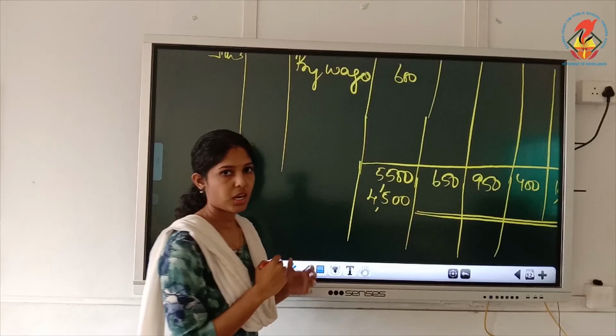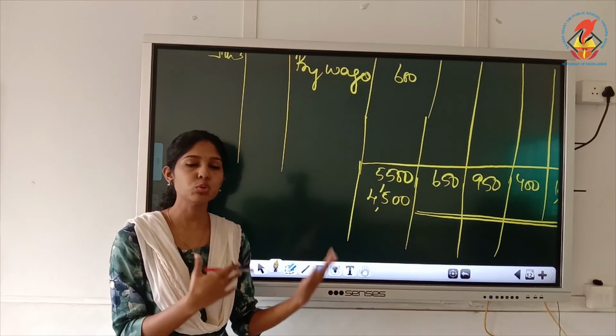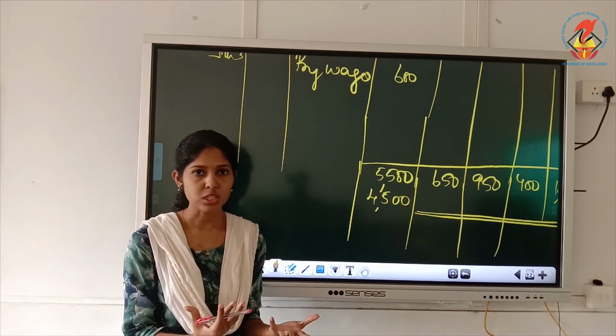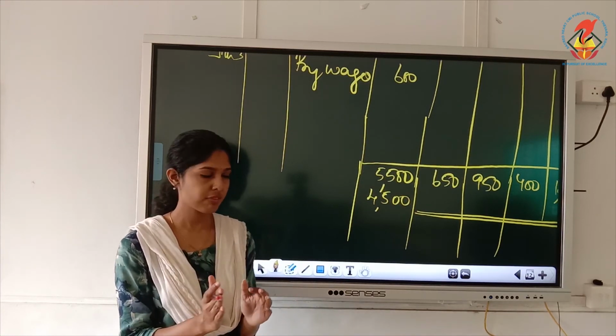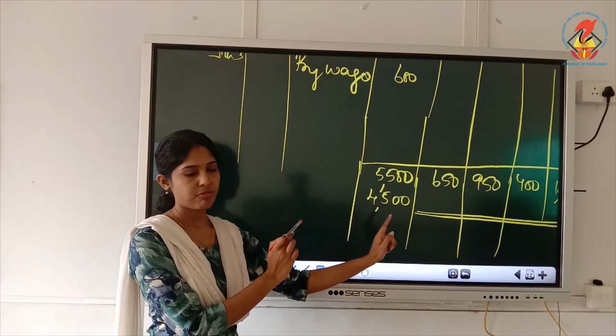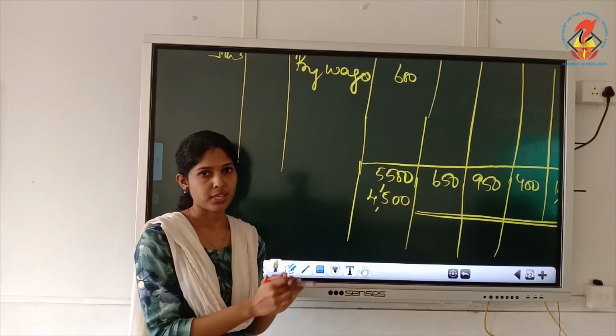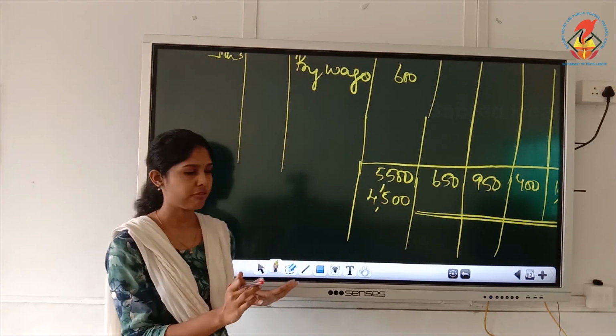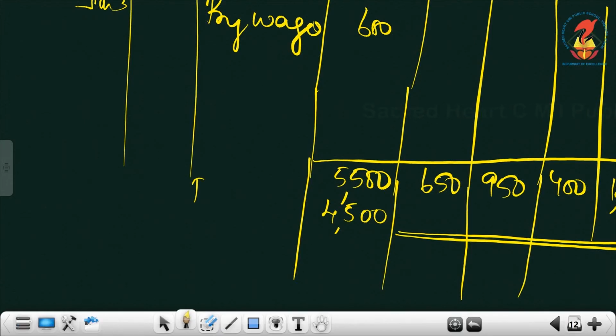which is 4,500. Understood? Just like we do in the double column and single column cash book, you have to find the balancing figure. Compare your debit side and credit side, find the difference, and write it on the shortage side. It will be on the payment side itself. This will be written as by balance carried down.